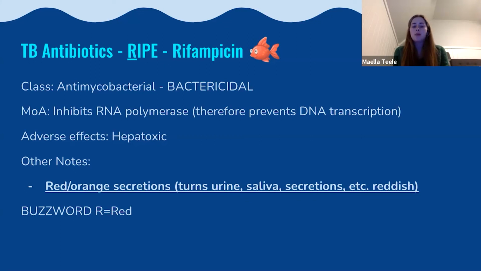One important part about rifampicin is the red-orange secretions. It turns your urine, your saliva, and any other secretions reddish. So this is another buzzword, just like vancomycin is your red man syndrome and chloramphenicol is your grey baby syndrome. You've really got rifampicin being red secretions.